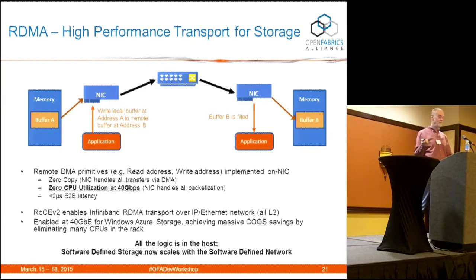So RDMA, high performance transfer for storage. I don't have to tell you how the first thing goes, but I want you to focus on a couple of things. RDMA primitives, zero CPU utilization at 40 gigabits. RoCE v2 enables InfiniBand transport over a routed IP Ethernet network. And so Azure is seriously in the process of considering and deploying RoCE v2. We talked about this previously. So it's being enabled at 40 gigabits for Windows Azure storage. And the goal is massive cost of goods savings by eliminating many, many CPUs in the rack. So this allows Azure to meet its cost goals and scale.